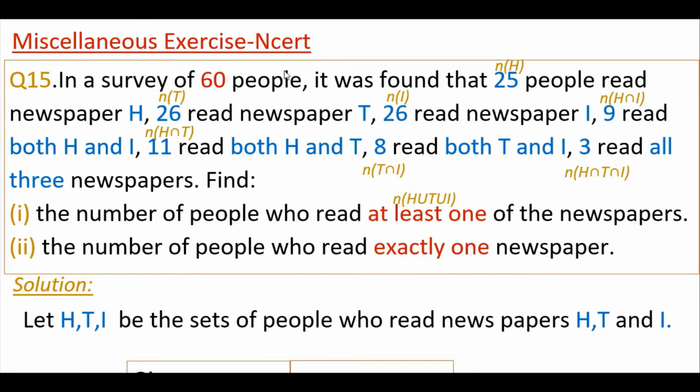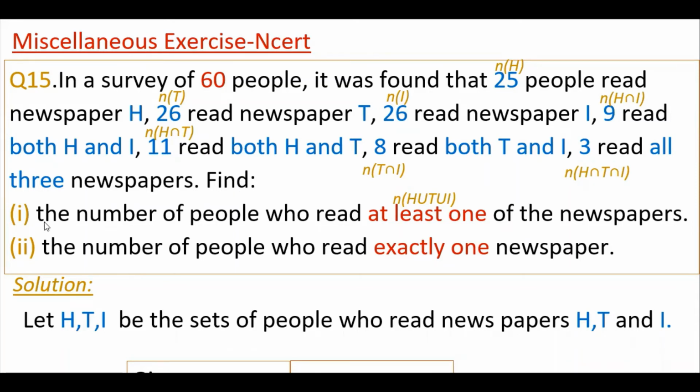These are the miscellaneous exercise problems from NCERT. This is question 15. In a survey of 60 people, it was found that 25 people read newspaper H, 26 people read newspaper T, 26 read newspaper I, 9 read both H and I, 11 read both H and T, 8 read both T and I, 3 read all 3 newspapers.